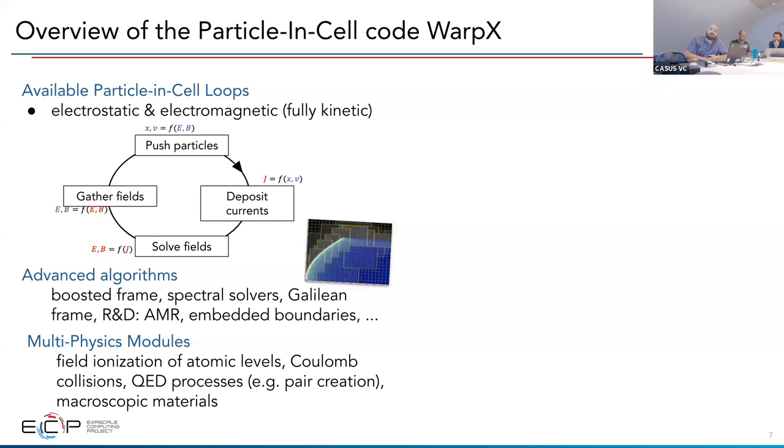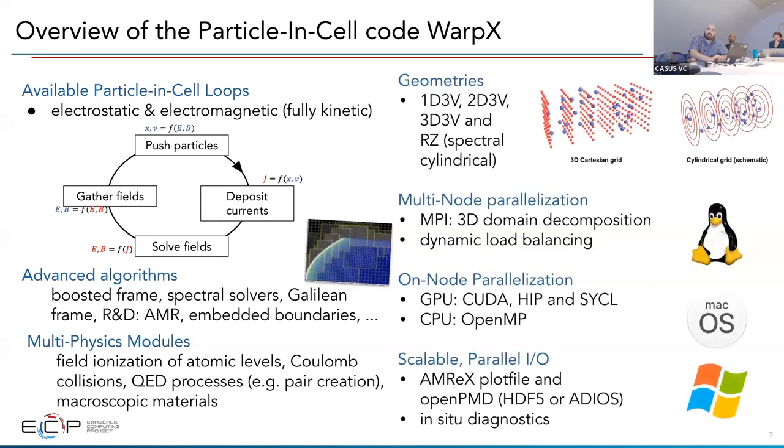We do active research in adaptive mesh refinement. And then we have things like embedded boundaries that you need for particle accelerator research to actually have realistic field modeling and interactions. Then multiphysics modules are included: field ionization, Coulomb interaction, collisions, QED processes, and macroscopic materials. That opens up a ton of modeling possibilities.